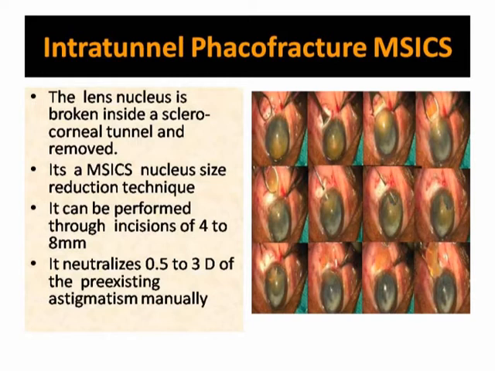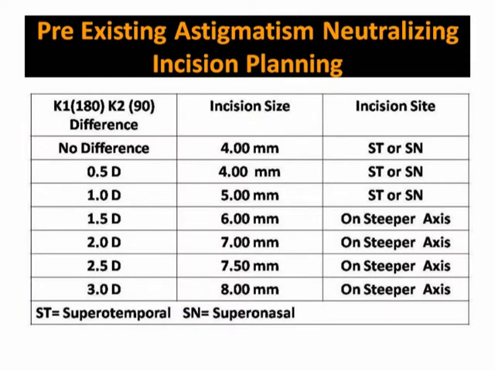Intratunnel phacofracture is a nucleus management technique of manual small incision cataract surgery, in which the lens nucleus is broken inside a sclerocorneal tunnel and removed. Intratunnel phacofracture can be performed through an incision of 4 mm to 8 mm.